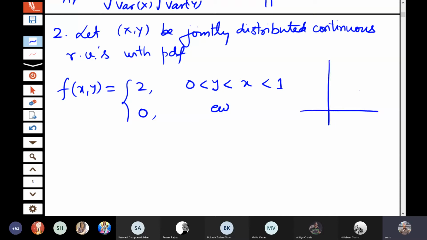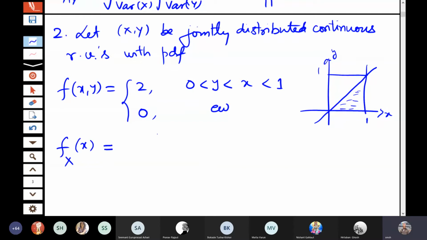That is, the distribution is defined in this portion, y is less than x, that is, this is the portion of the density. If we consider x and y here, then y is less than x in this portion. So once again we will require the expectation of x, variance of x, expectation of xy, etc. So let us calculate the marginal distributions here.